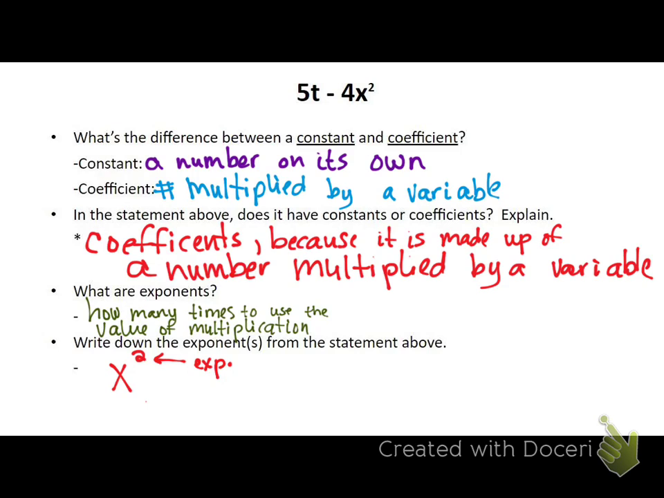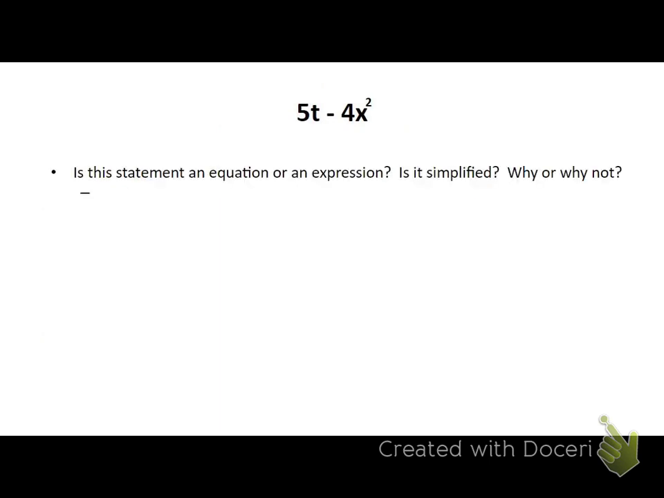All right, we have one more question before we do our practice together. So the very last question that we have is, is the statement an equation or an expression? Jenna? It's going to be an expression, because it doesn't have an equal sign.